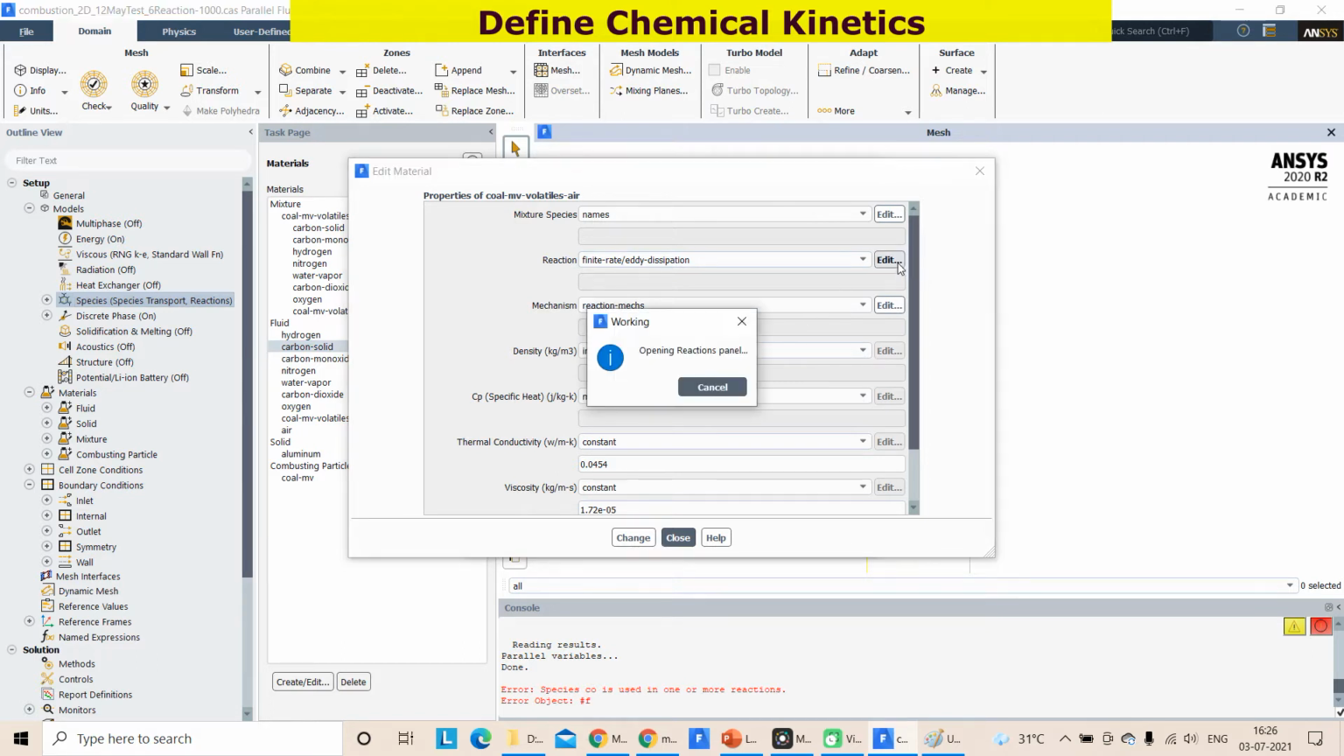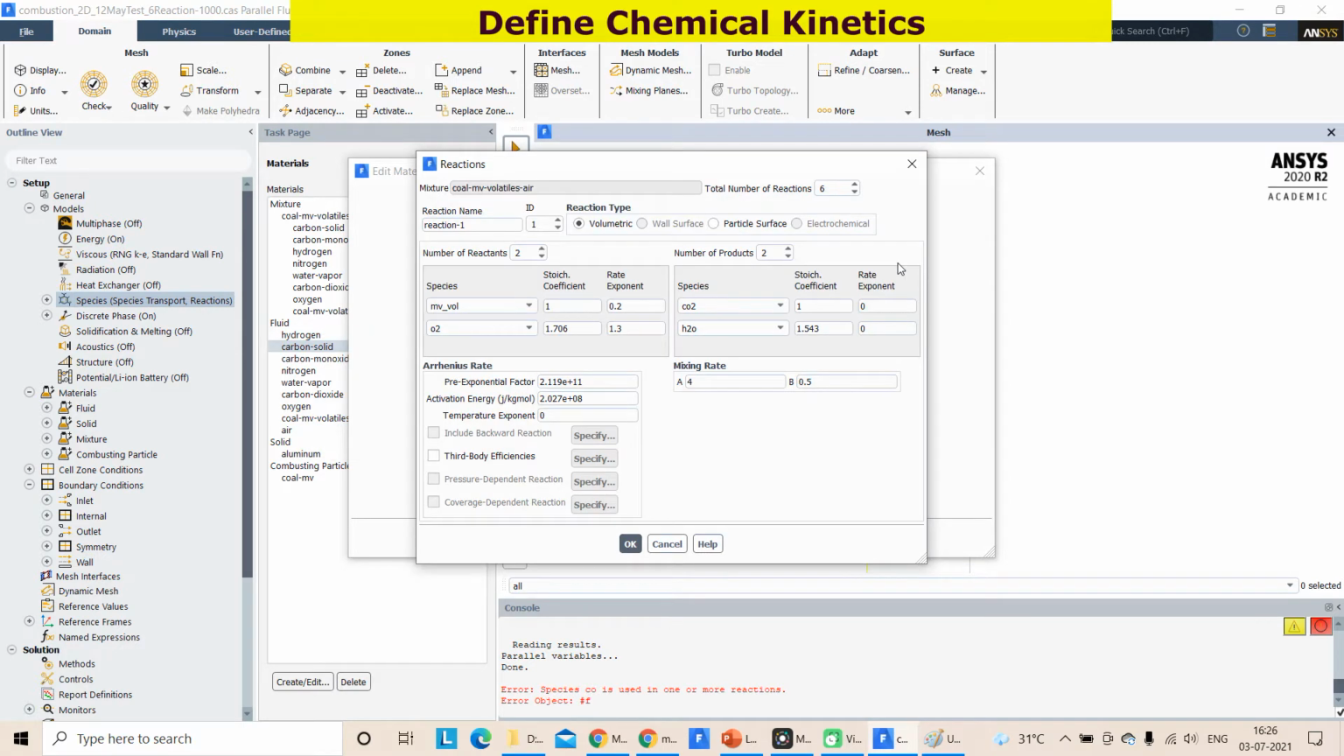Then you have to set the reaction. There are 6 reactions considered. First is coal volatile matter, a carbon reacted with CO2. Then we get CO2 and H2. These are the stoichiometric coefficients 1.1, 1.7. And the CO and H2 are also there. Here we can also take 1.5. And O2 I can also take 3/2 or 1.52.